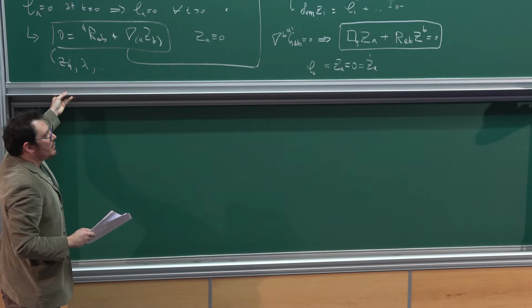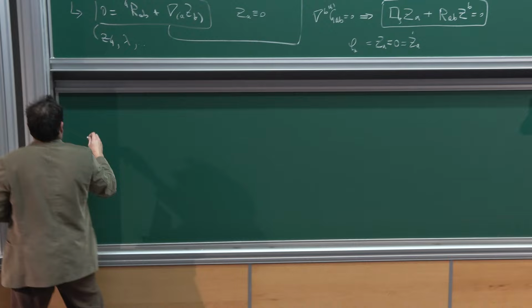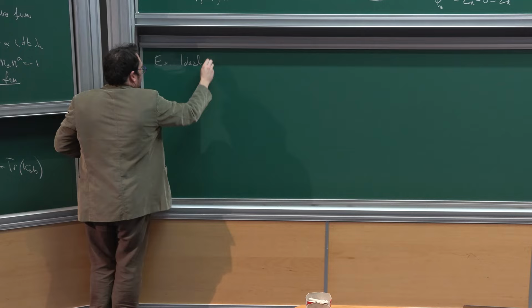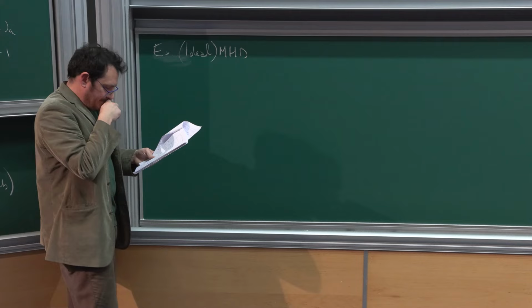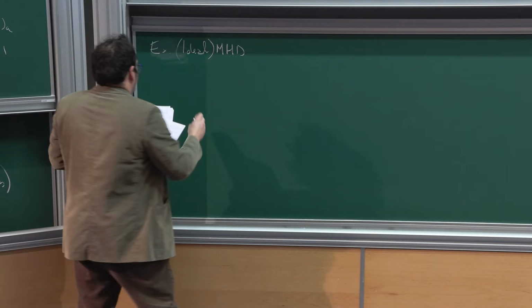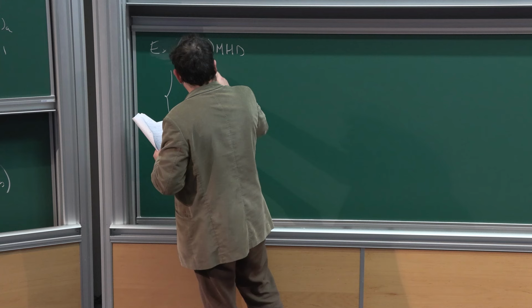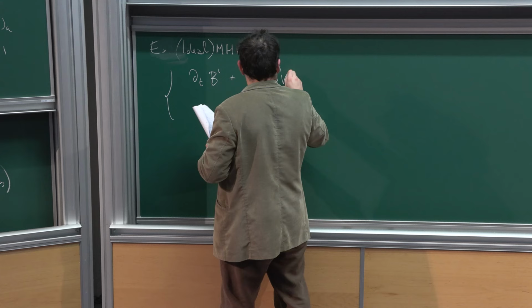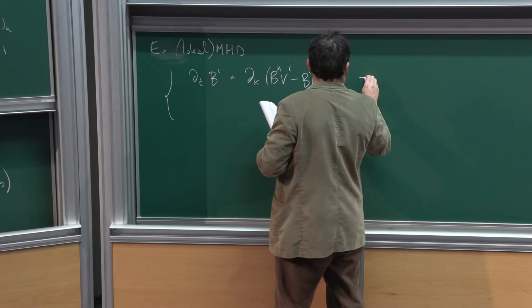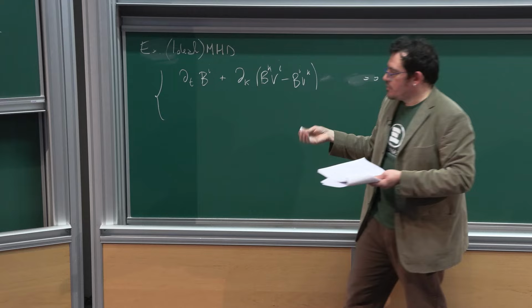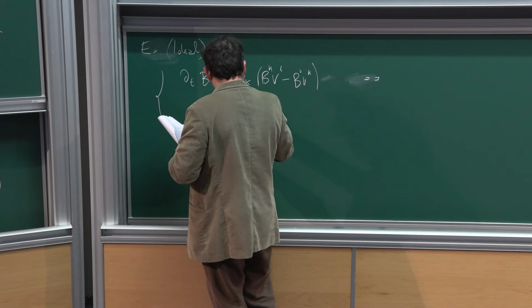An example is another thing that we use in numerical relativity. If you look at ideal MHD, magnetohydrodynamics, in flat spacetime, you have only an equation for the magnetic field, and you have this type of equation. You have this type of evolution equation plus a constraint, which is the divergence of B. The divergence of B is equal to zero. So the structure is very similar.